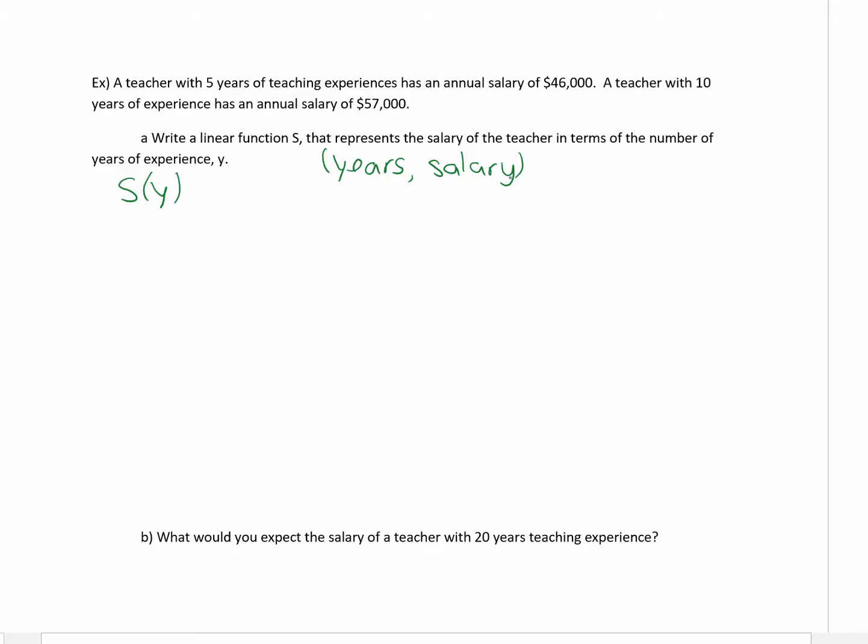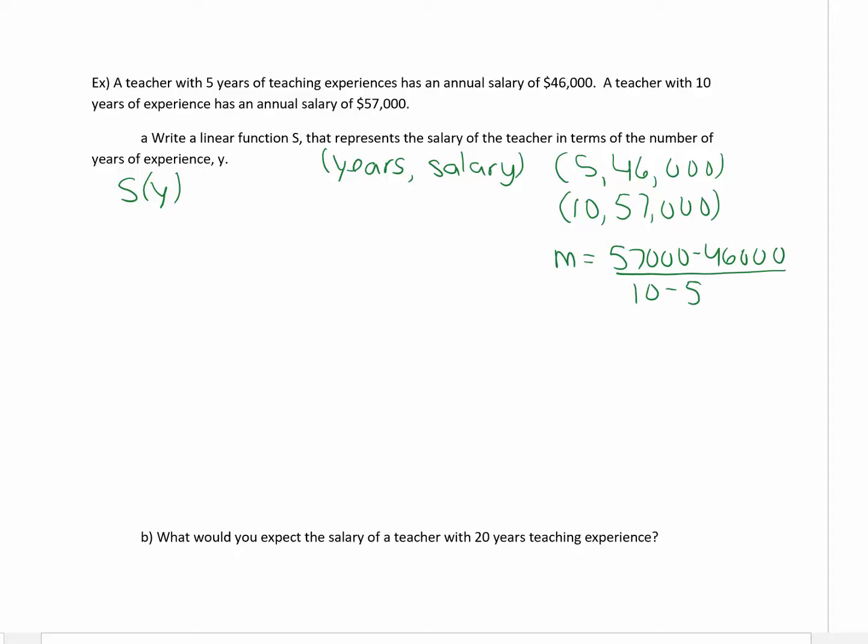Now, I should be able to write out two different ordered pairs for this. One ordered pair would be this, and the second ordered pair would be this. So, in order for me to write this linear function, I need two things, the slope and the y-intercept. So let's calculate the slope first. So this gives us 11,000 over 5, which is the same as this.